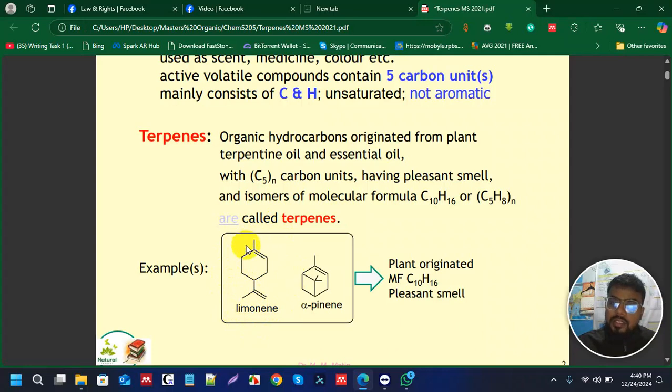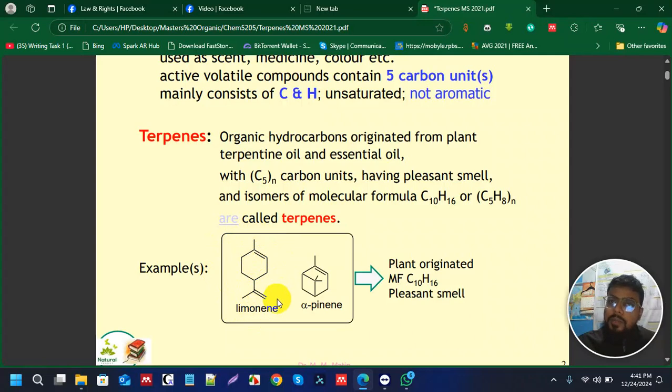That's why we can say it's a terpene. Actually, we have already told you terpenes are not aromatic. This limonene compound is not aromatic because there is a single double bond in the ring, but there are no conjugated double bonds. It does not follow the Huckel rule. That's why we can say that limonene is not an aromatic compound.